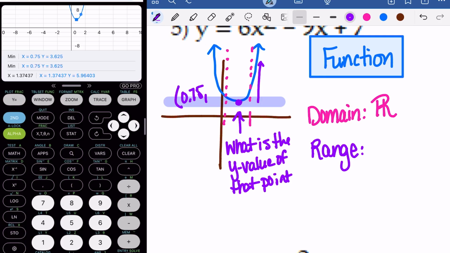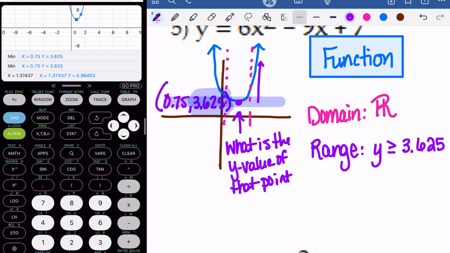And let me write that a little bit bigger. 0.75 and 3.625. Okay, now how does that help me find my range? So I know that all of my y values are starting right here at 3.625 and they're going up. So to write my range, it's all of the y's that are bigger than, so greater than or equal to 3.625.